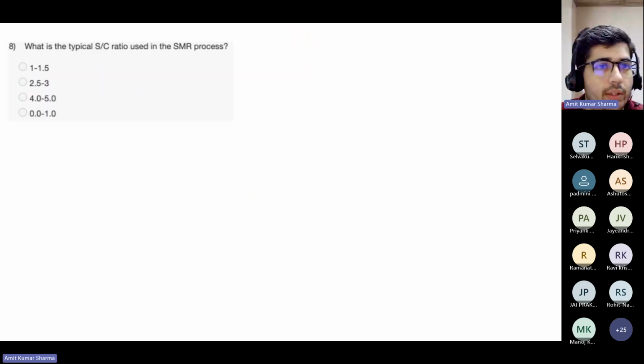Okay, so let's move further. The typical steam to carbon ratio for the SMR process. We have already covered it. It is 2.5 to 3.